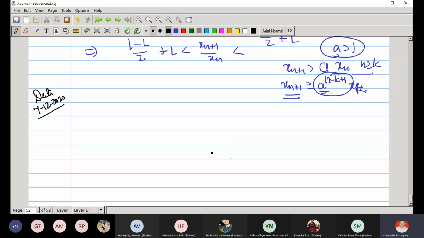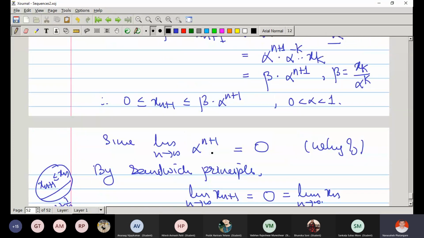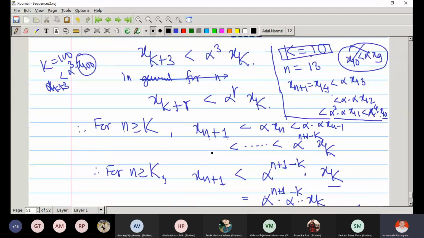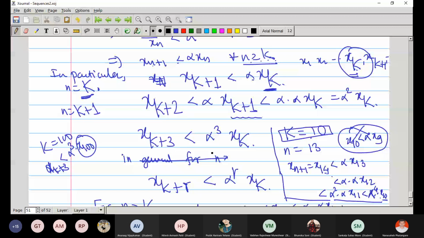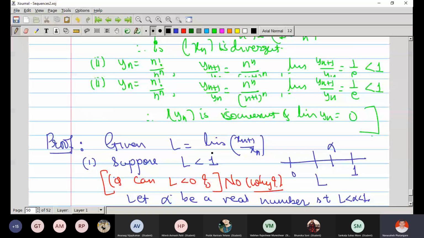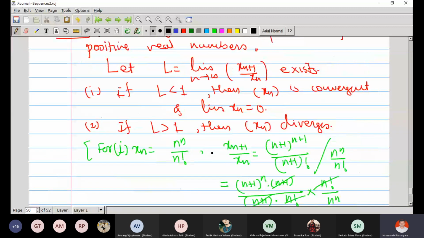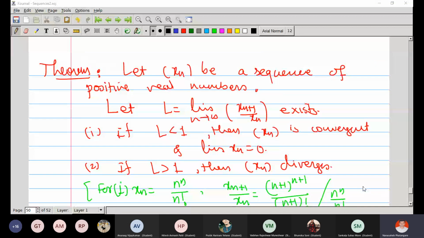Okay, so do you remember what we were discussing last time? So we were discussing this, right? This is called the ratio test.